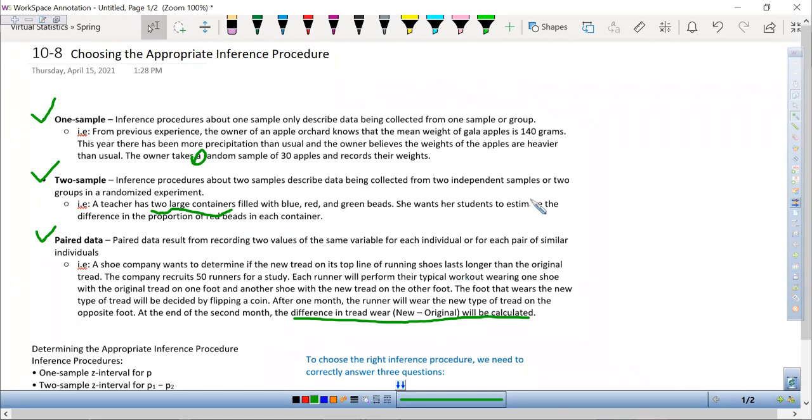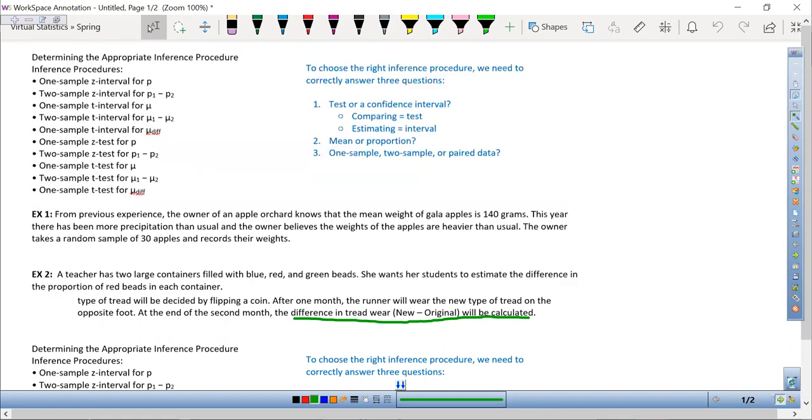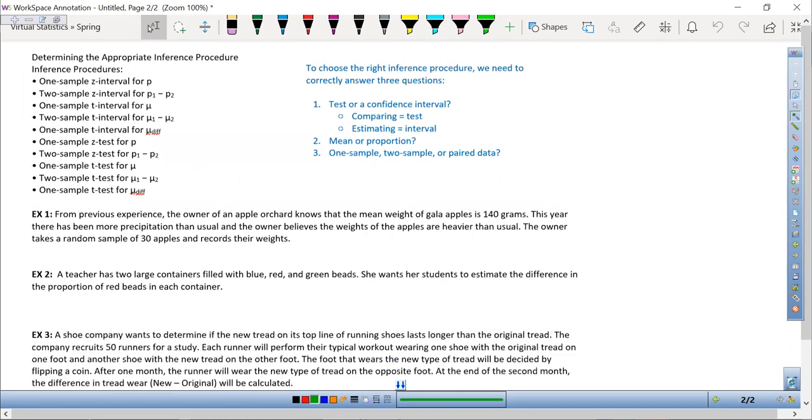Each of these types of sampling creates a different test that we're going to use. So we're just identifying the test; we're not performing the test in this section. Let's use those same examples and identify what type of test or inference procedure we would use. The following are all of the inference procedures. Notice that there is either a 1 or a 2 sample, and then either a Z or a T interval or test.